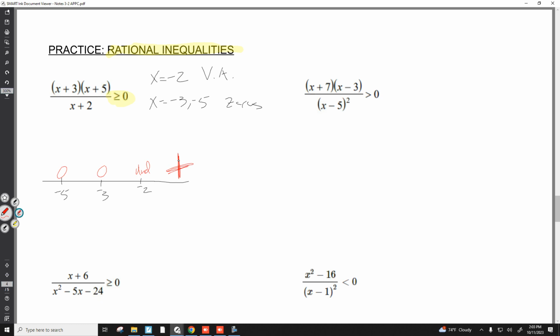What about something between negative 2 and negative 3? Guess what? You don't need to do the check. You know negative 2, this factor is occurring once, which means to the right and left of negative 2, this factor is going to change signs, which means you're going to change signs. At negative 3, this factor x plus 3, its multiplicity is 1, to the right and left of negative 3. That factor is going to change sign. To the right and left of negative 5, this factor is going to change sign.